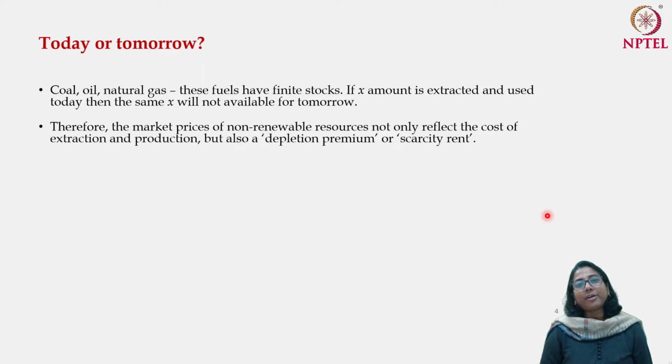This says that if I keep on consuming more and more of these non-renewable resources today, I'll be left with less tomorrow. Therefore, it will create a scarcity of this kind of resources. If there is a scarcity of resource, then the price is going to go up. So the market price of these non-renewable resources not only reflects the cost, but also this kind of depletion premium.